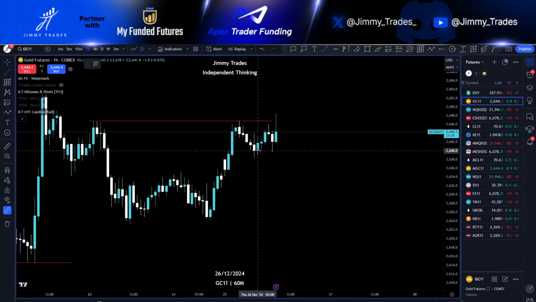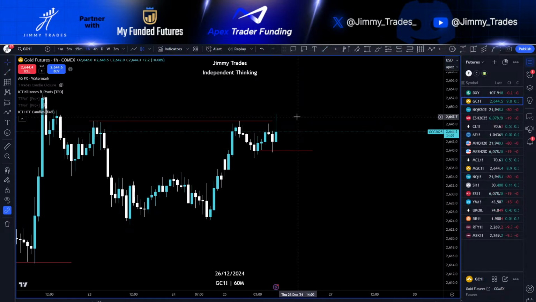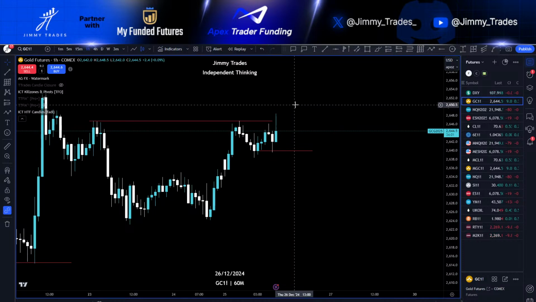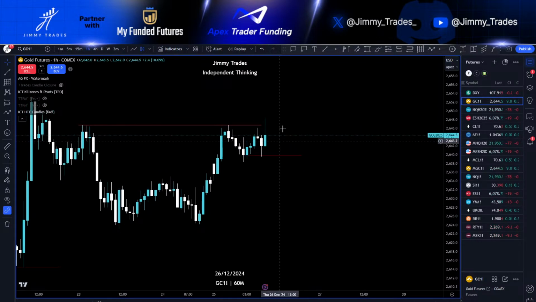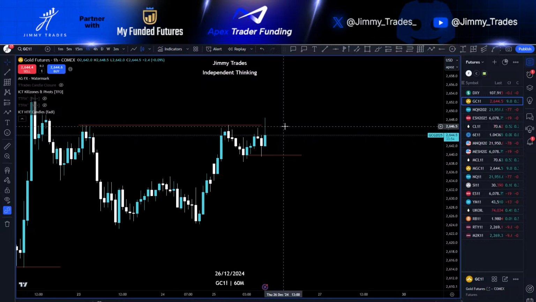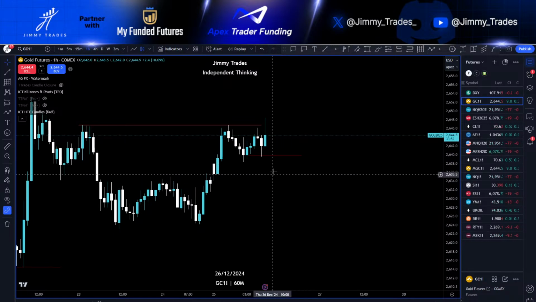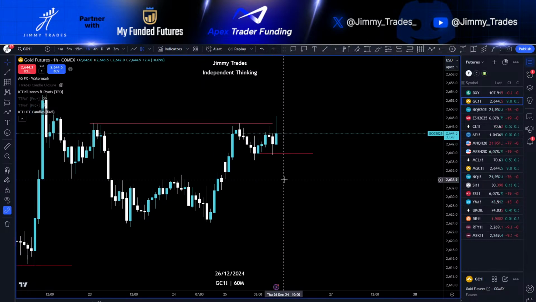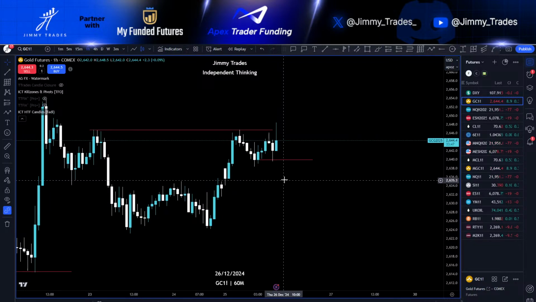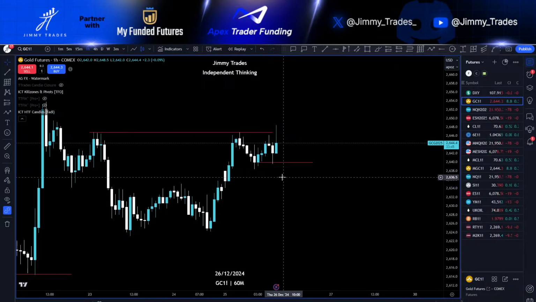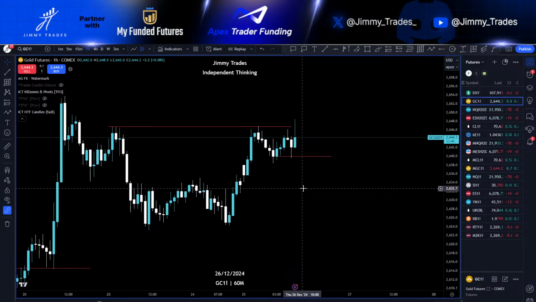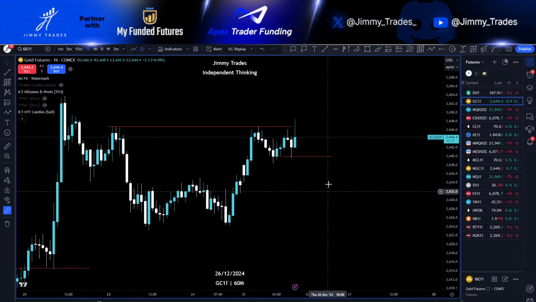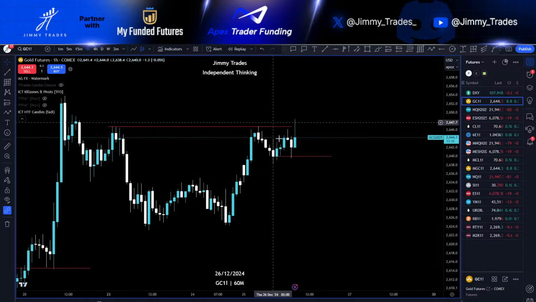So yeah, if we get a close through this level here with displacement, then sure, there is potential for a change in the state of delivery, but that won't be confirmed for a little while yet. But this is certainly a formation that I look for.